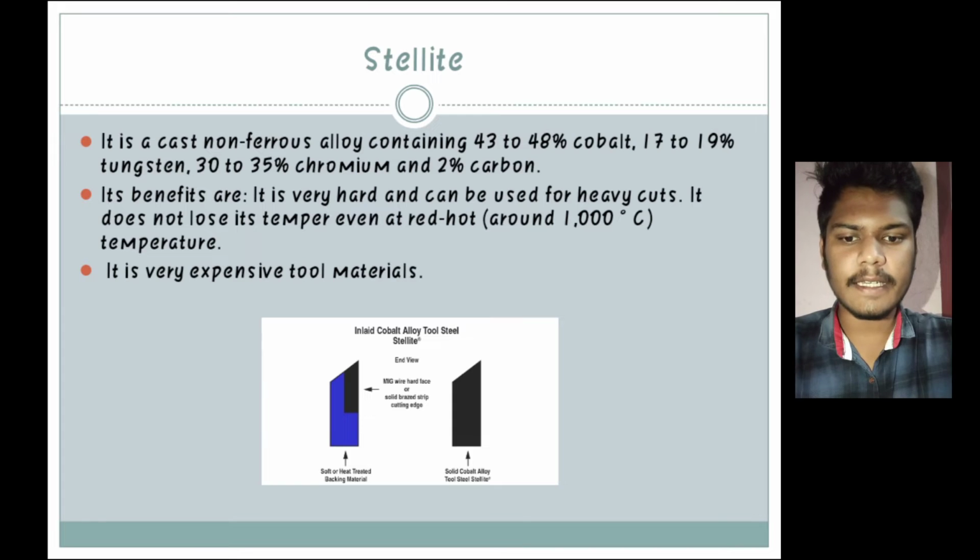Next, let's see about stellite. It is a cast non-ferrous alloy which contains 43 to 48% of cobalt, 17 to 19% of tungsten, 30 to 35% of chromium and 2% of carbon. It is a very hard material, so we can use this material for heavy cuts. Also, it does not lose its temper even at a red hot condition. But it is a very expensive tool material, so we can't use this for all situations.